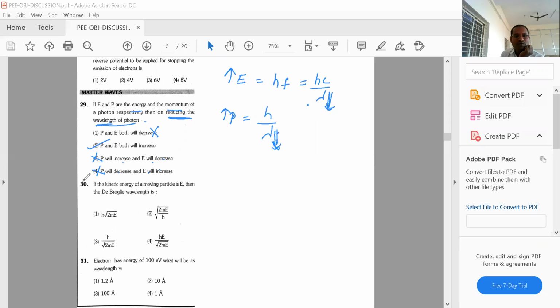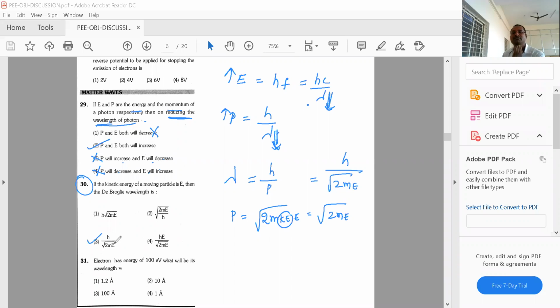Next. Question number 30. The kinetic energy of a moving electron is E, then the de Broglie wavelength is. We know de Broglie wavelength lambda is equal to h by p, momentum. We know momentum p is equal to root of 2 times mass into kinetic energy. If I replace kinetic energy with E, it becomes root 2mE. That means its wavelength will become h by root 2mE. So option 3. This is the formula, you need to remember this directly.